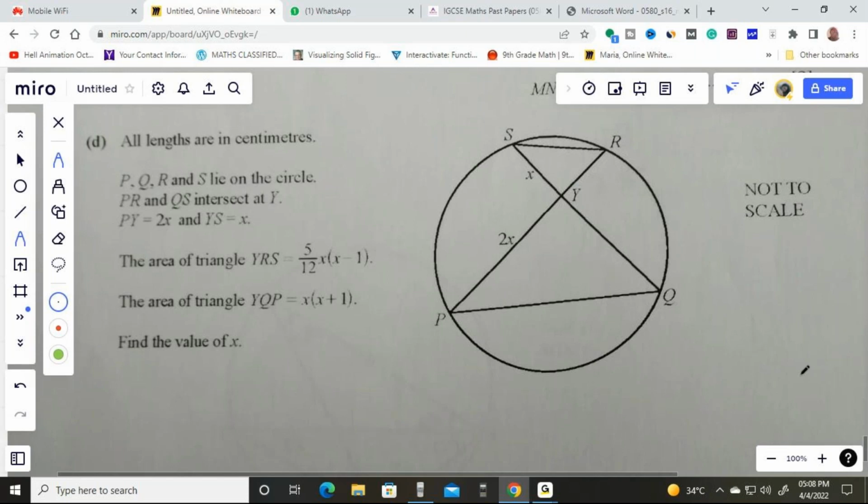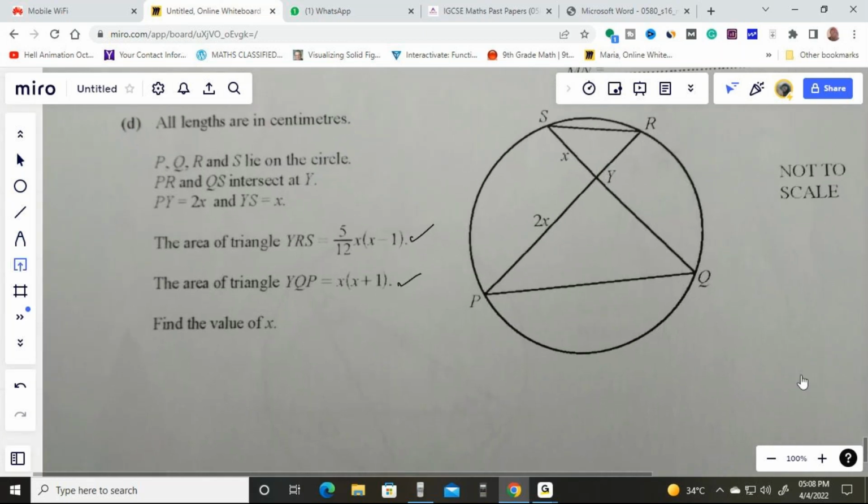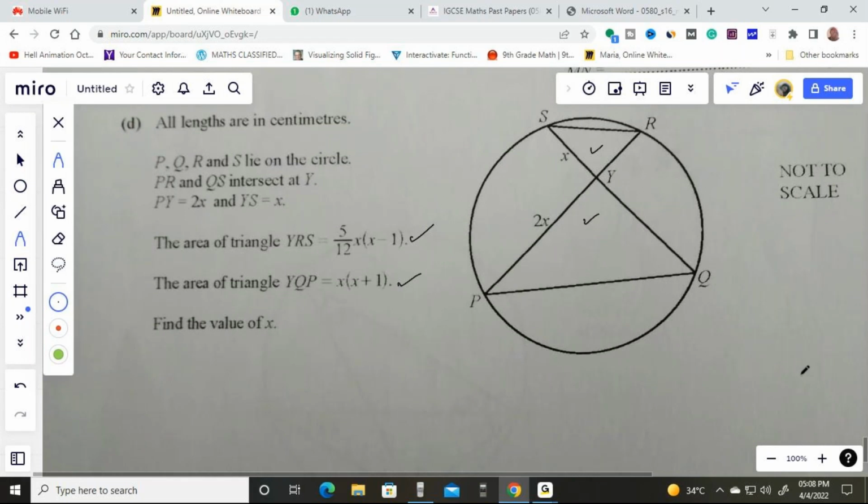Area of YRS, this triangle is this, and area of YQP triangle is this. You need to find the value of x. You're going to use the concept of similar figures, because you know that this triangle is similar to this triangle. I must write over here. This is my solution.